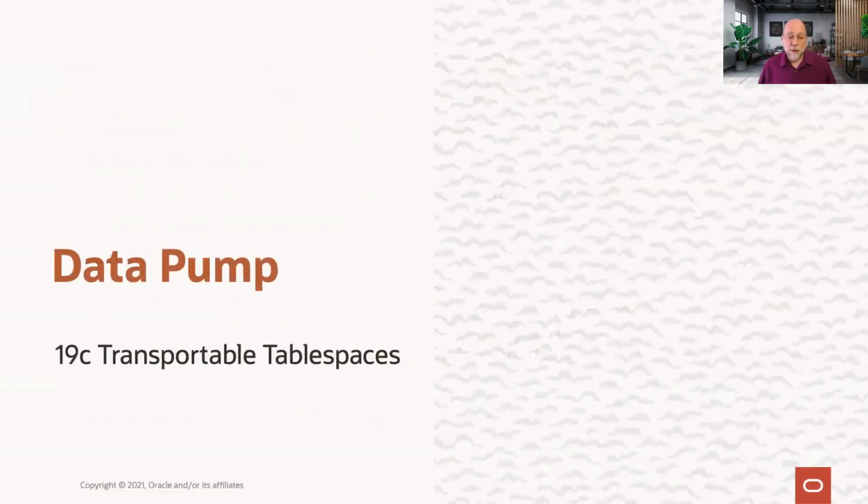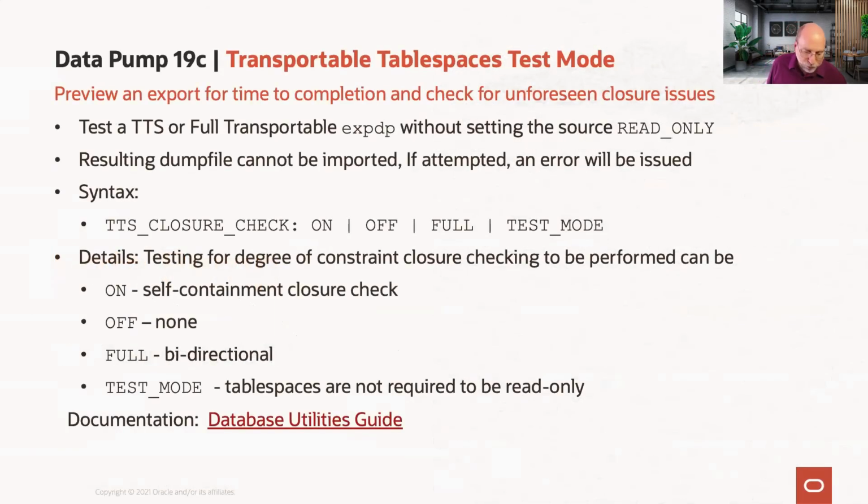In the transportable tablespace area in 19c, we added some useful features. One is what we call test mode. The reason we added this is that, as I mentioned earlier, when you're doing a transportable tablespace export, you have to set your tablespaces read-only, which is essentially an outage on a production system, right? I mean, very few production systems run with all their tablespaces set to read-only. And that can make it difficult to test a transportable tablespace migration, and that means you won't even know how long it will take or whether your closure check is going to succeed.